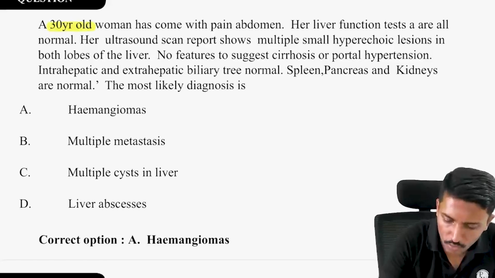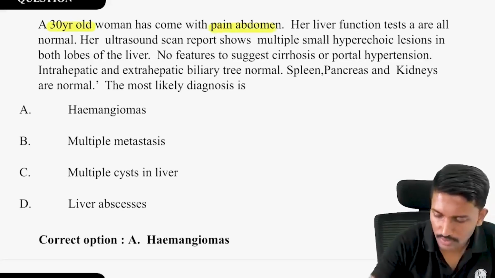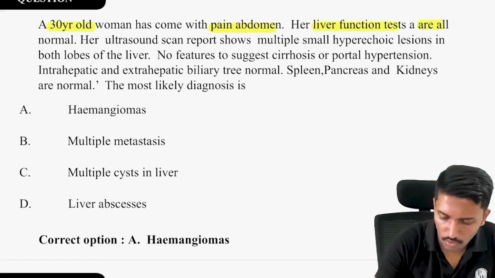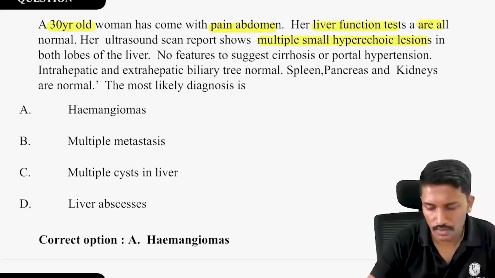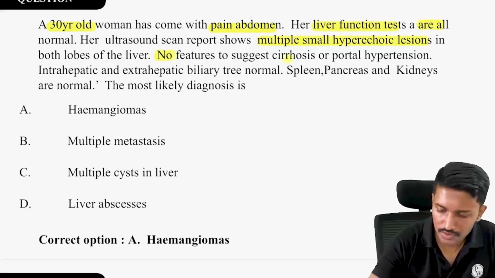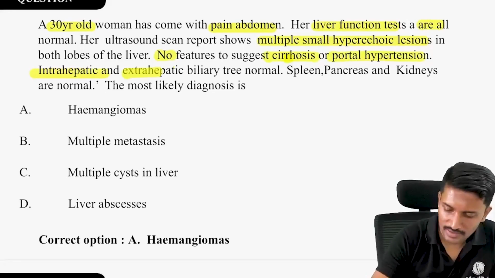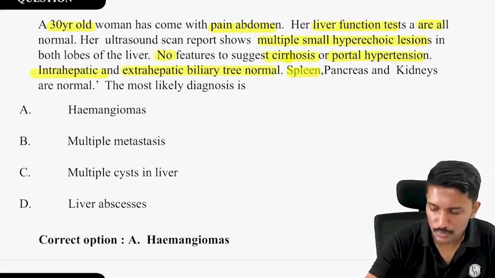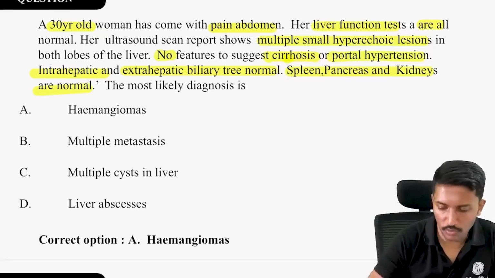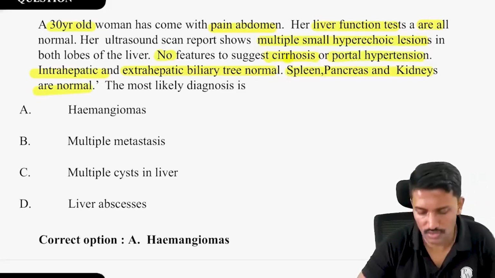Okay, now a 30-year-old woman has come with pain abdomen. Her liver function tests are all normal. Ultrasound report shows multiple hyperechoic lesions in both lobes of the liver. There are no features suggestive of cirrhosis or portal hypertension. Intrahepatic and extrahepatic biliary tree is normal. Spleen, pancreas, kidneys are all normal. What is the most likely diagnosis?